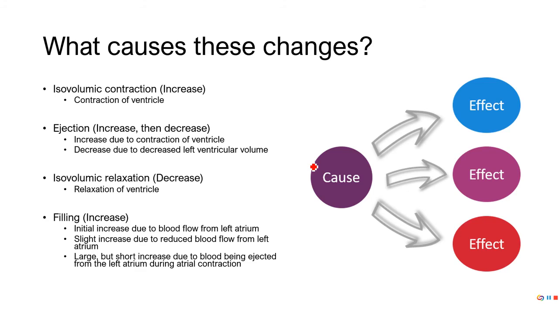But filling, there's an increase due to blood coming from the left atrium into the ventricle. So you have an initial large increase in pressure due to that AV valve opening, dumping a whole bunch of blood in. That slows down as our gradient reduces. But then you have a large spike at the end due to atrial contraction. Okay, so that's pressure. Now let's talk about volume.